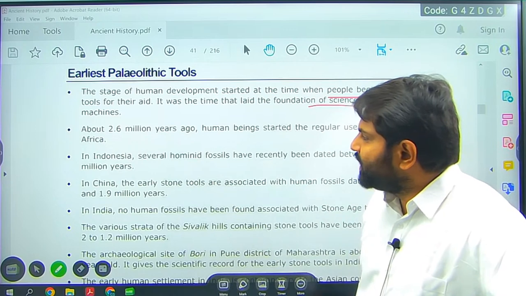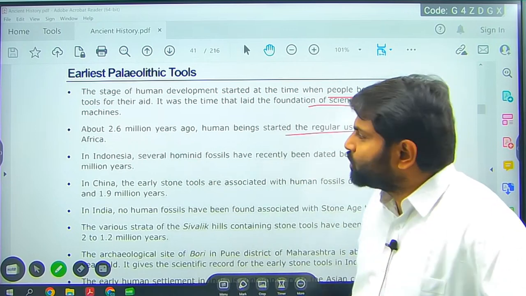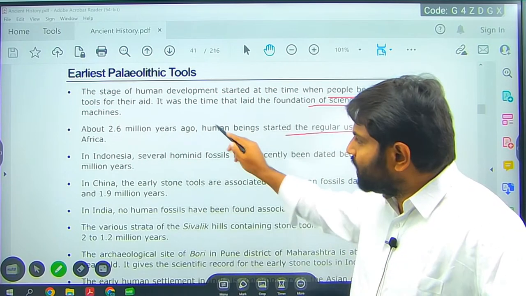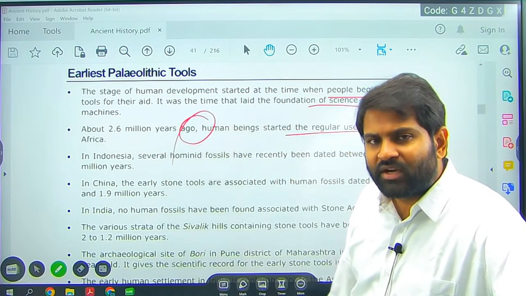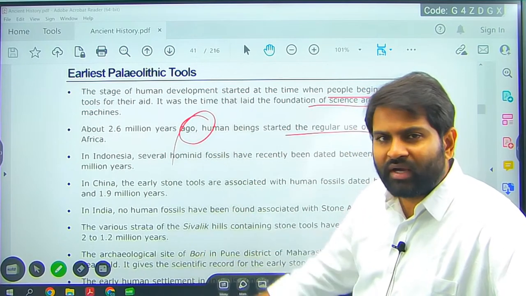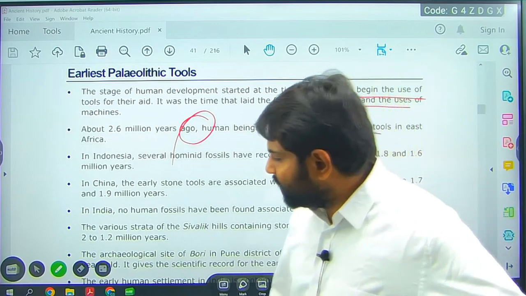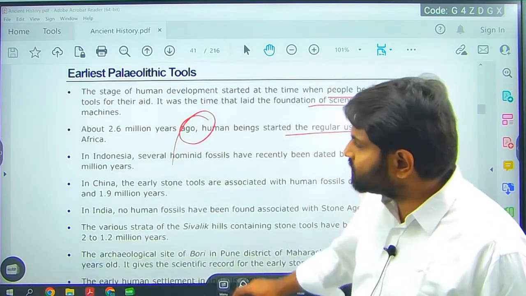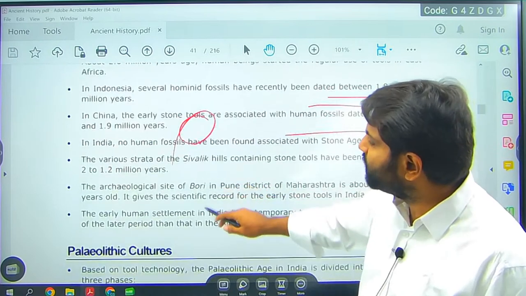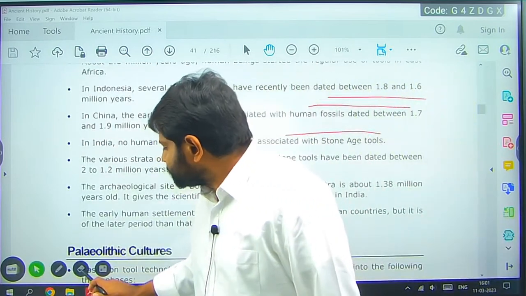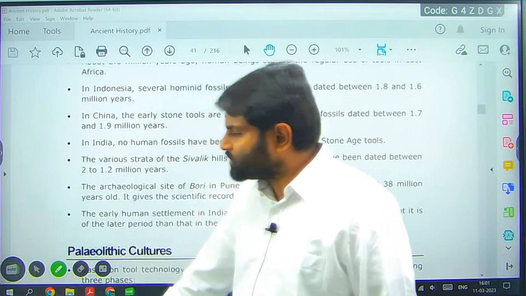About 2.6 million years ago, human beings started the regular use of tools in East Africa. But I said 4.2 million years ago we can find the traces of this hominid in Africa. And 50,000 years ago is how we are now. The evolution was completed in 50,000 years, right?